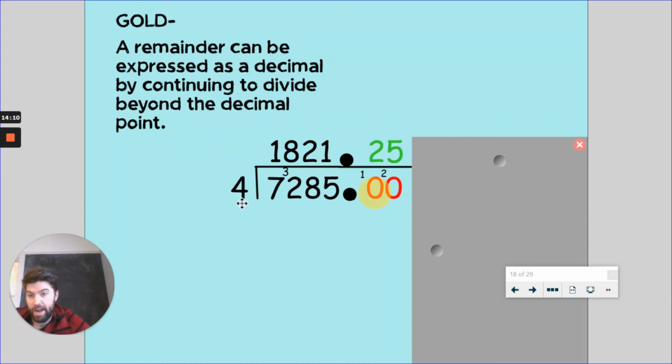Then I'm going to look at it as how many 4s are there in 10. Well, there are 2 4s in 10 because 2 times 4 is 8 with a remainder of 2. So I bring the 2 in above the 0. How many 4s are in 20? 4 times 5 is 20, so it's spot on. 5. There are no more remainders, so I don't need any more zeros and I don't need to keep dividing. I've got my answer. It's 1821.25.